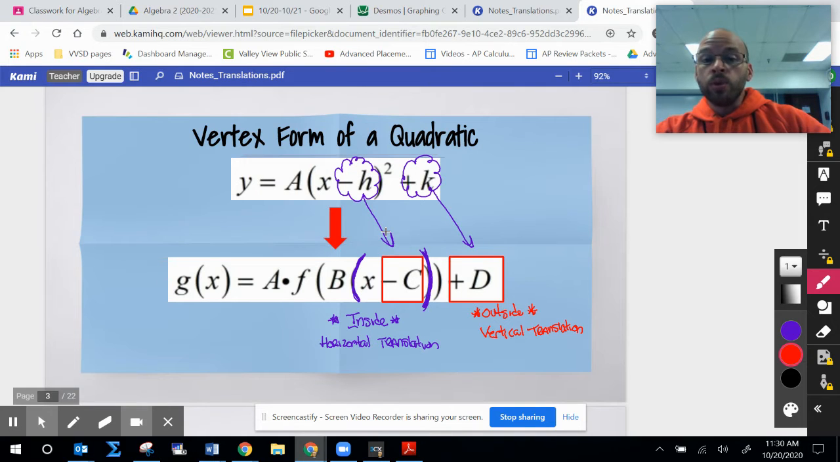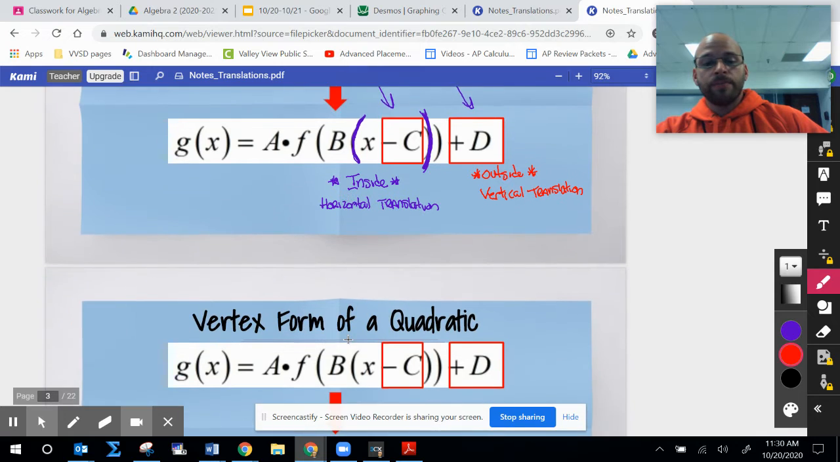So we're going to start with horizontals, then we're going to transition over to verticals, and then I'm going to combine them at the end. That's the goal here. So we're going to do horizontal, then we'll do vertical, and then we'll combine the two.